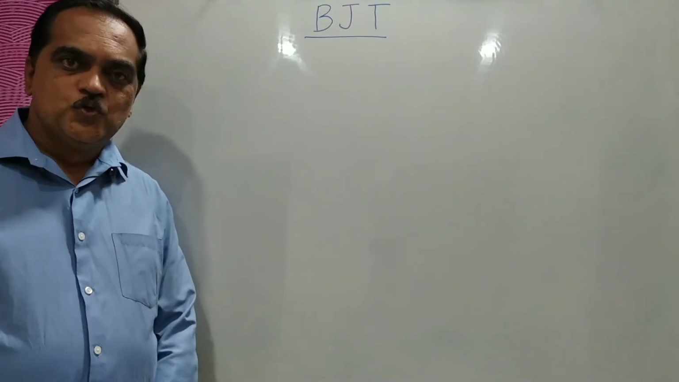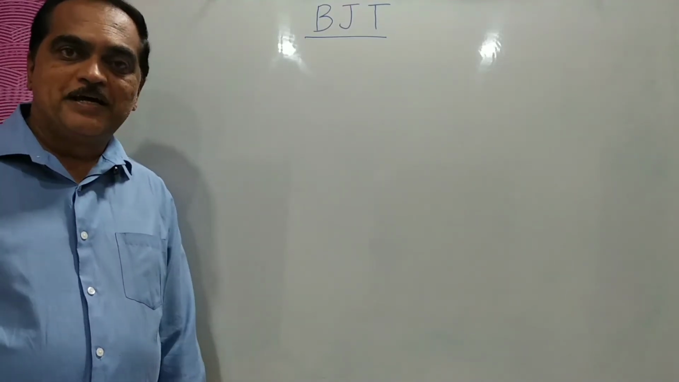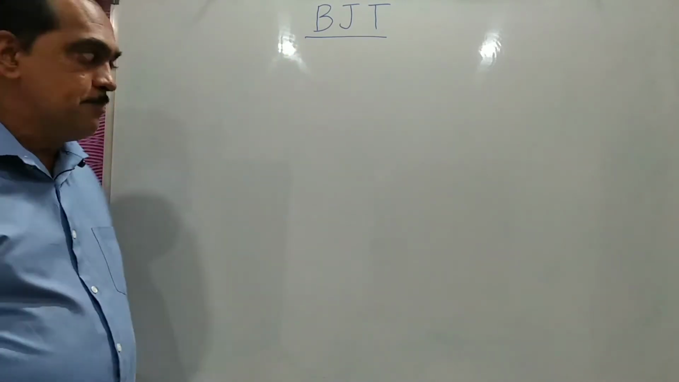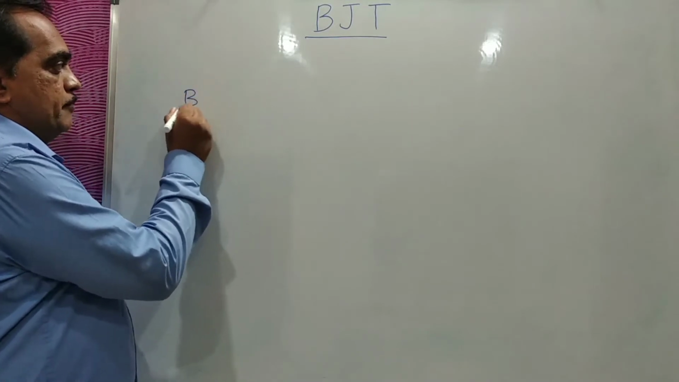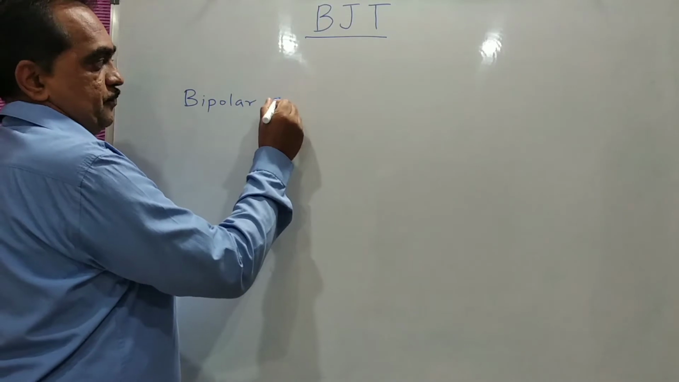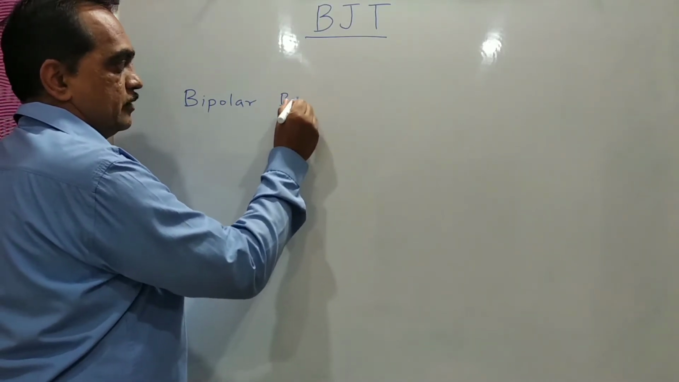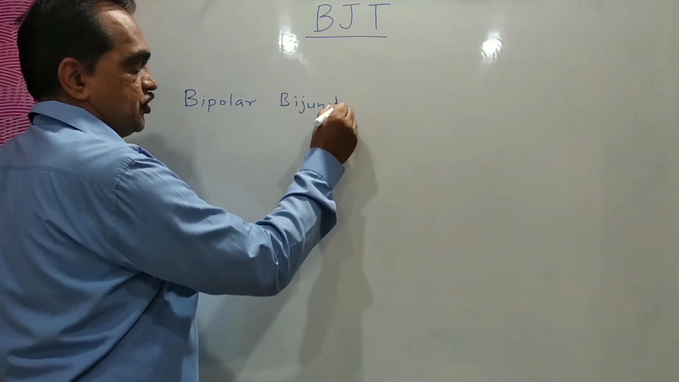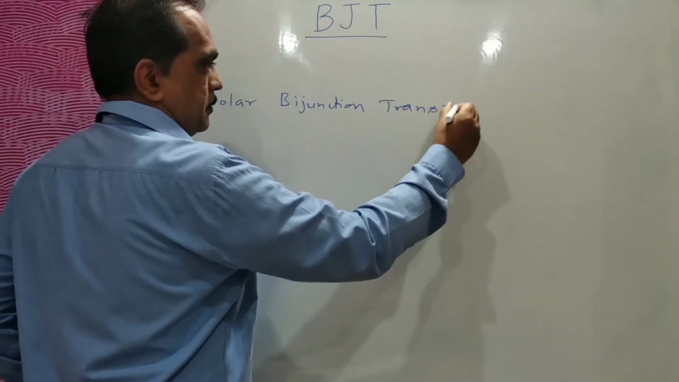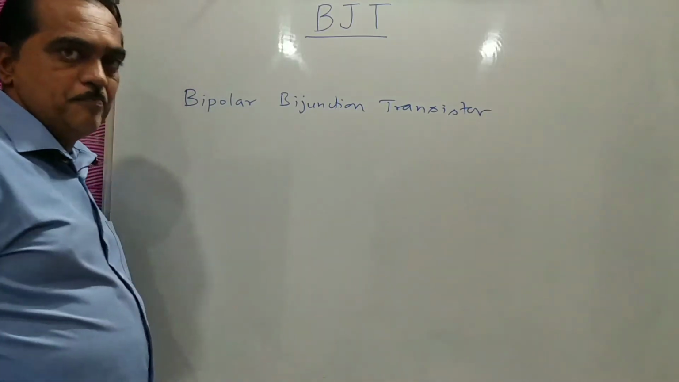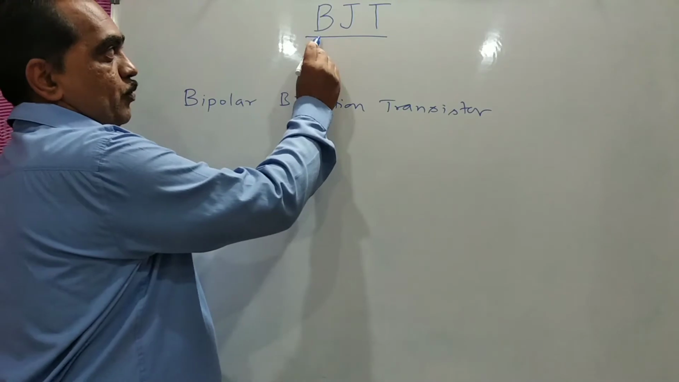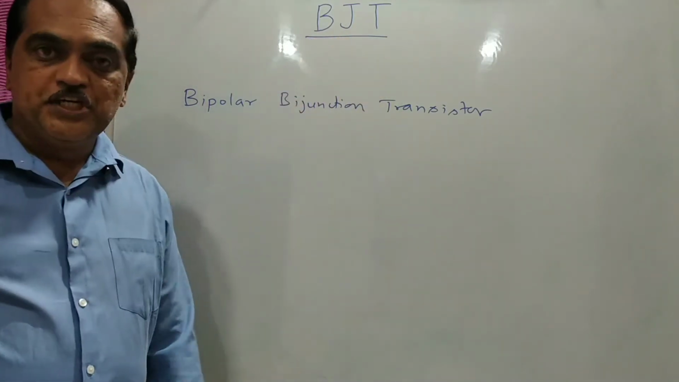Dear students, today we'll see what we mean by BJT. BJT is called bipolar junction transistor. So it is bipolar junction transistor, BJT.